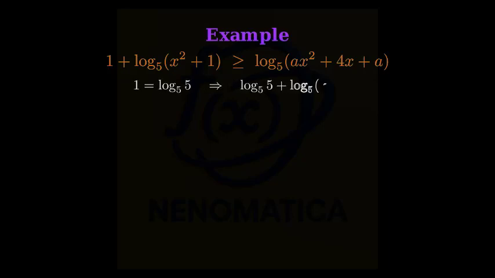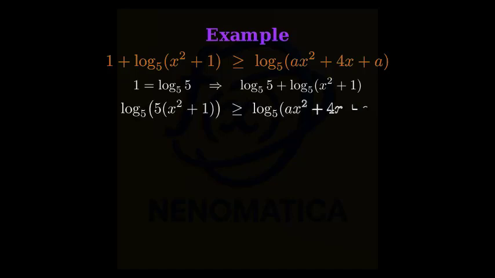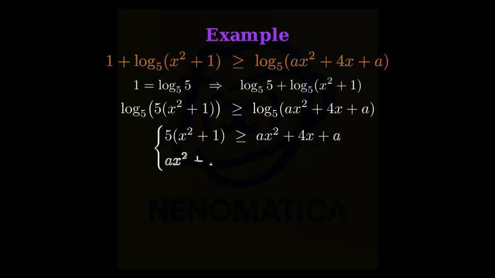Step 1. Replace the 1 with log base 5 of 5. Then use the product rule for logarithms. That gives log base 5 of 5 times x squared plus 1 on the left. Since the base 5 is bigger than 1, the logarithm is increasing, so we can drop the logs and require two things. 5 times x squared plus 1 is greater than or equal to ax squared plus 4x plus a. And also the argument on the right is strictly positive.